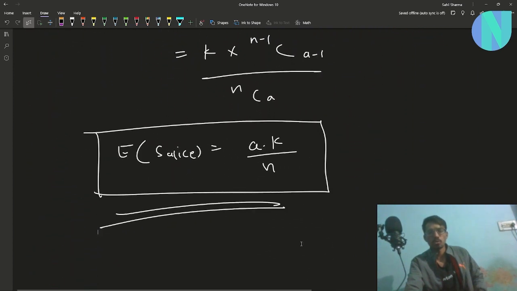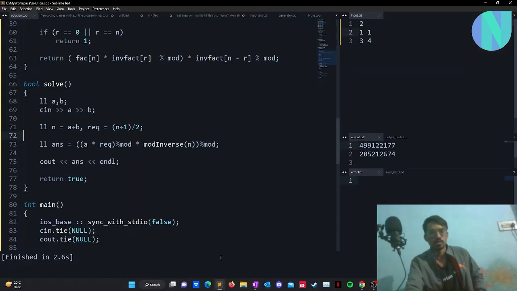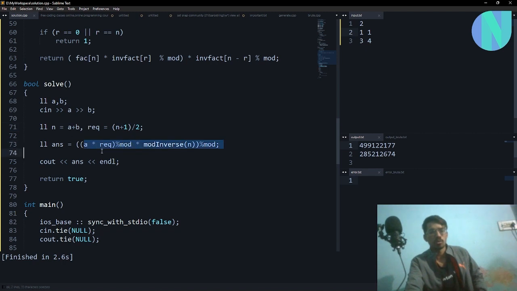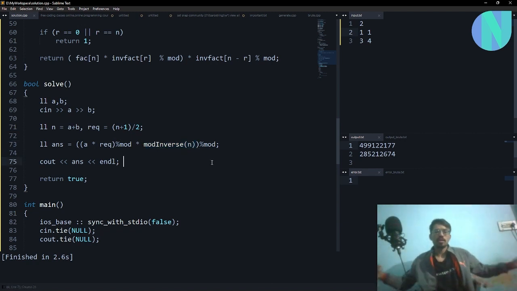Now if you want to see the code for this, the code is nothing new. We have your value n and we have your value k, that is just required. So your answer is just a into required, that is a into k over n, right? That is mod inverse of n. So that is the entire solution.